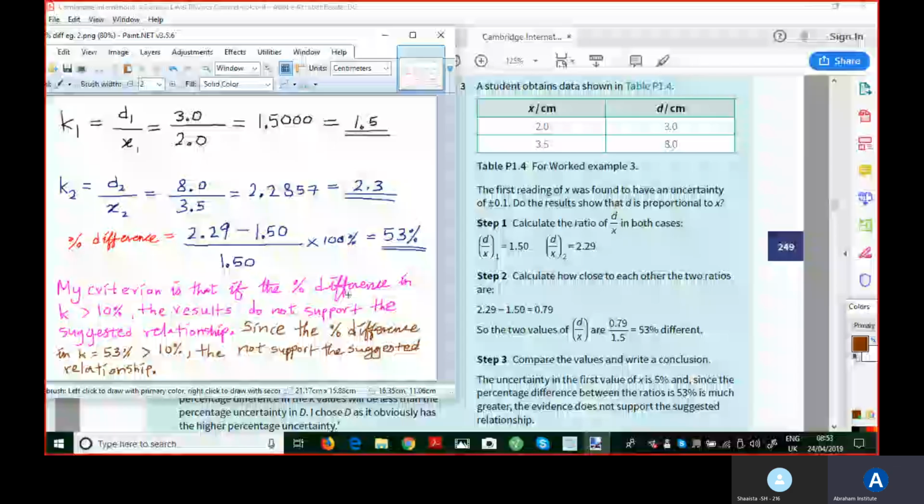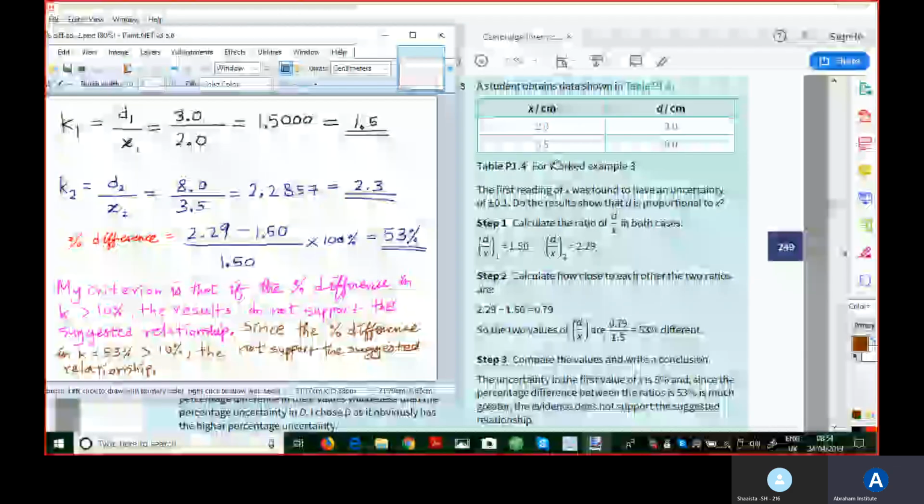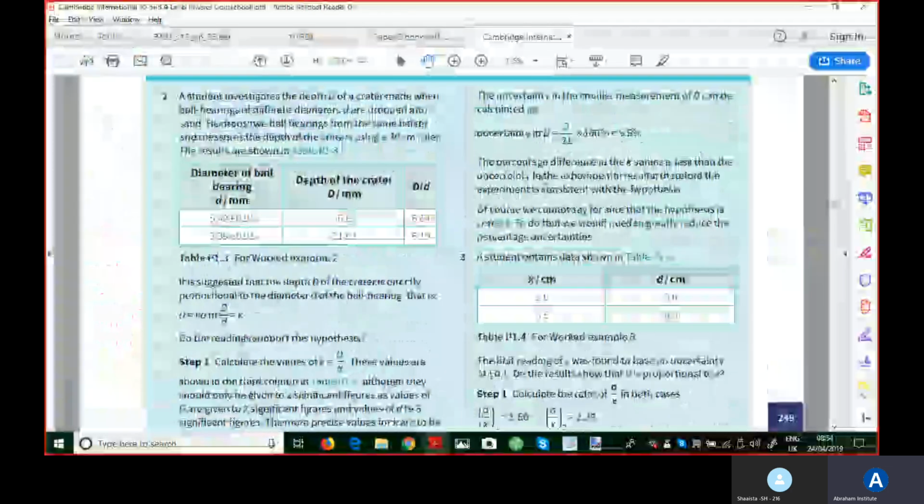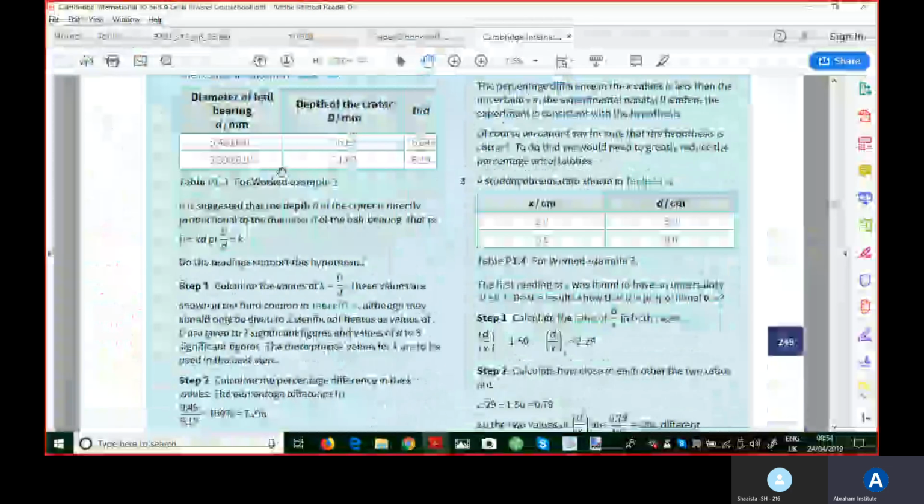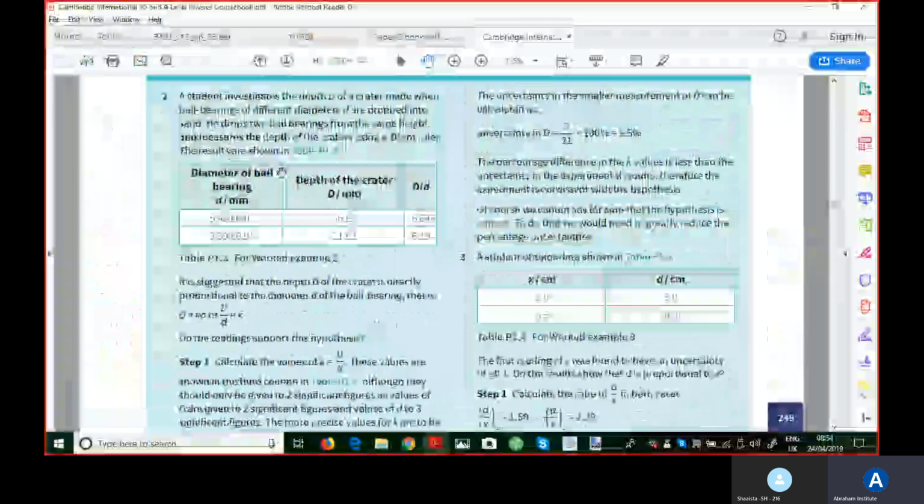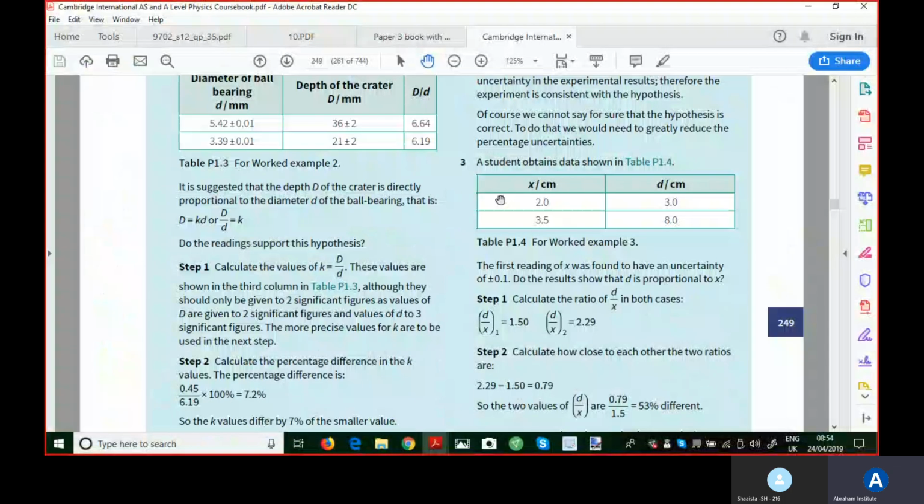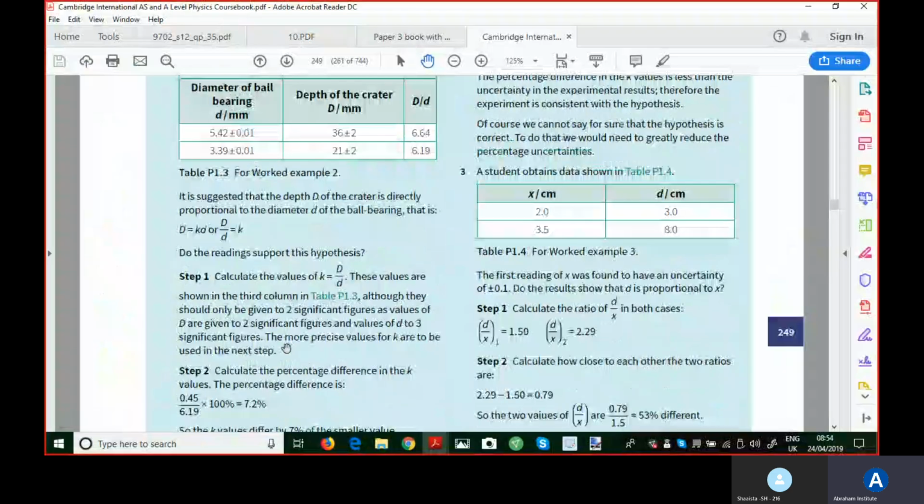I think in the previous video, I did the previous example, which was this one, where we compared it with the largest percentage uncertainty. So you can watch that previous video where I solved example 2 here, and there you can see it is less than 10%, so 9.5. So that's why we compare it with this one. But here it is already greater than 10%, so it's much easier for us to write the criterion and compare it.